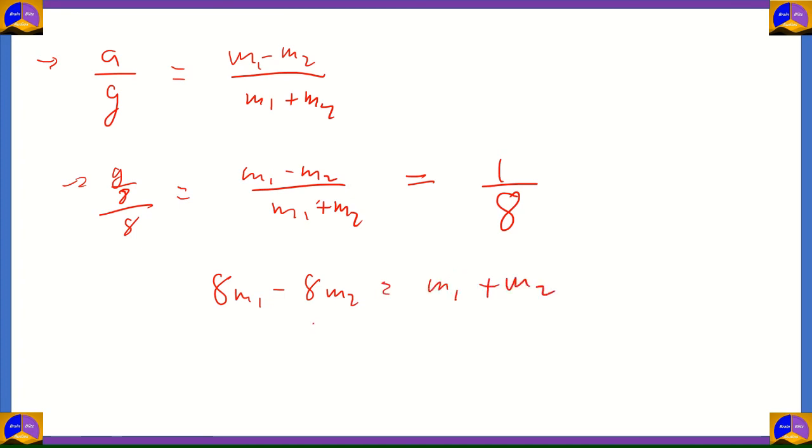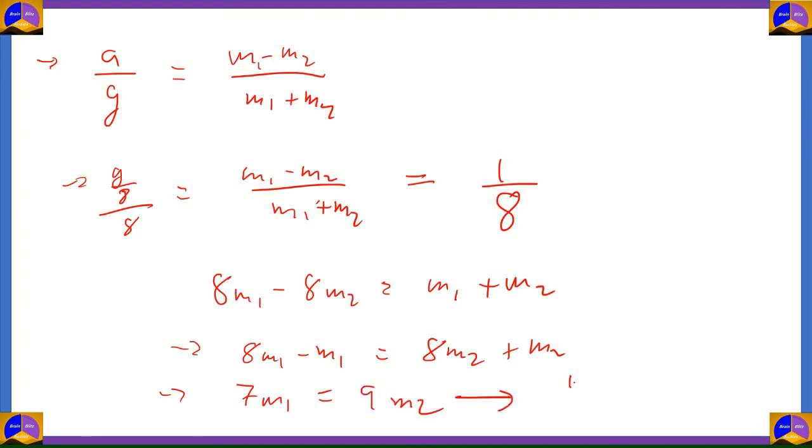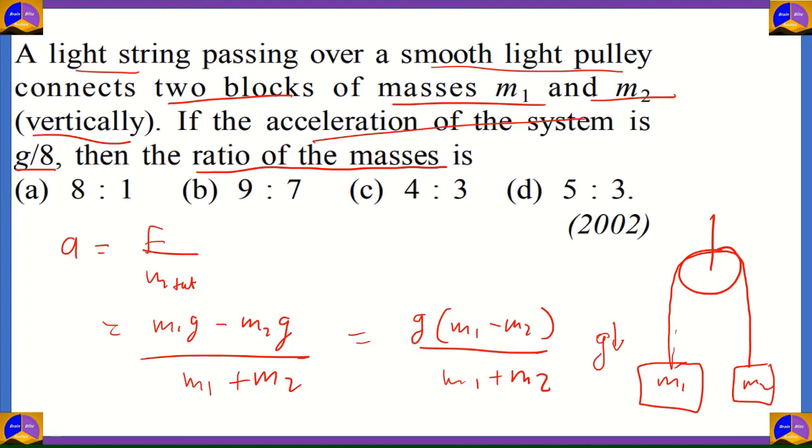So let's take m1 to the other side, bring m2 to this side. So 8m1 minus m1 equals 8m2 plus m2. So therefore, you have 7m1 equals 9m2. Taking the ratio, m1 divided by m2 will be equal to 9 divided by 7. So if you were to look at our options, option B, 9:7, will be the correct answer to this question.